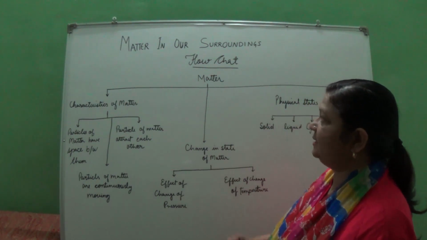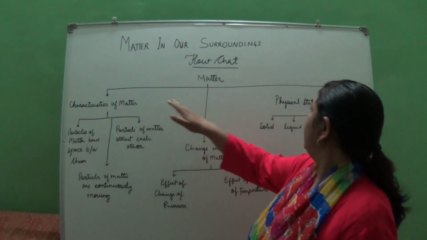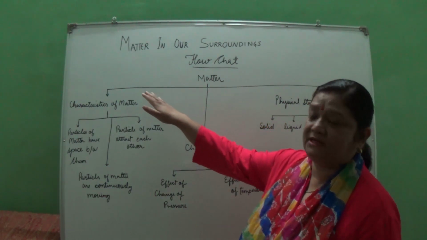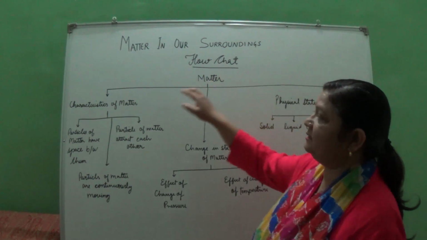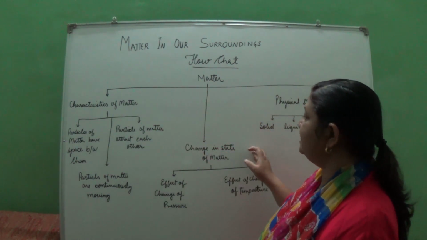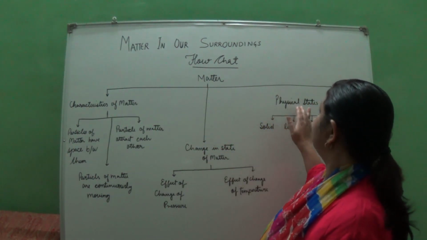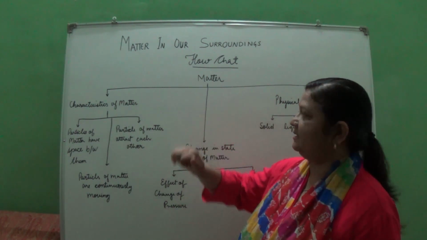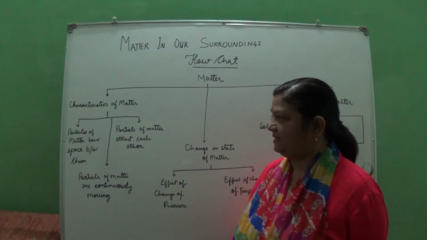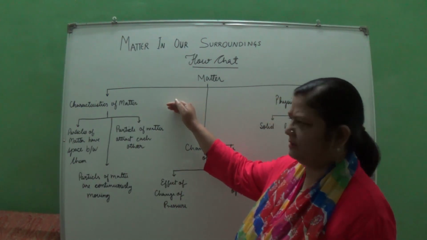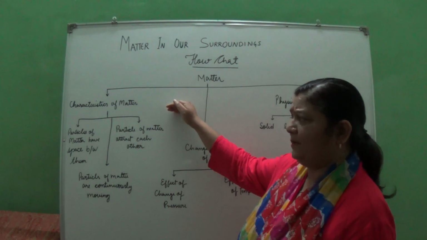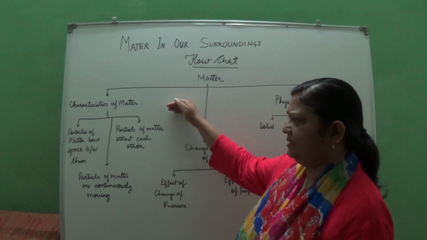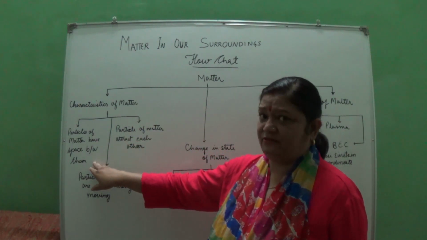What are the characteristic features of matter and the physical states of matter? In this chapter, it is basically divided into three parts: the characteristics of matter, the change in state of matter, and the physical states of matter. First, we will see the characteristics of matter. You have studied that particles of matter have space between them.